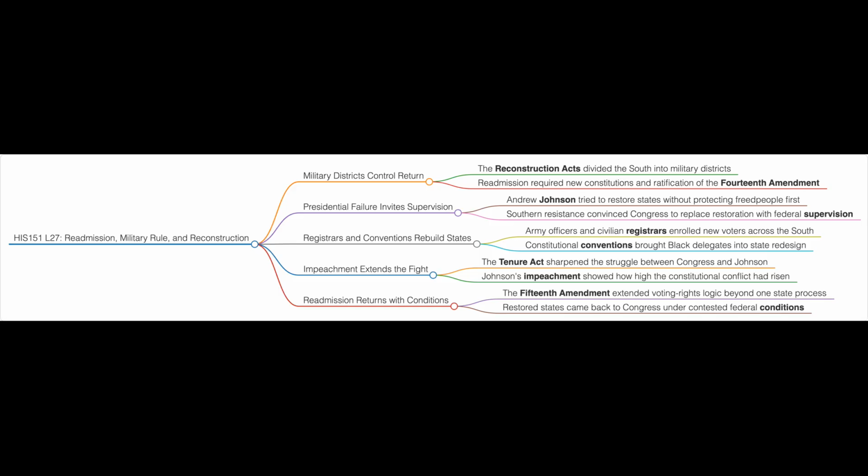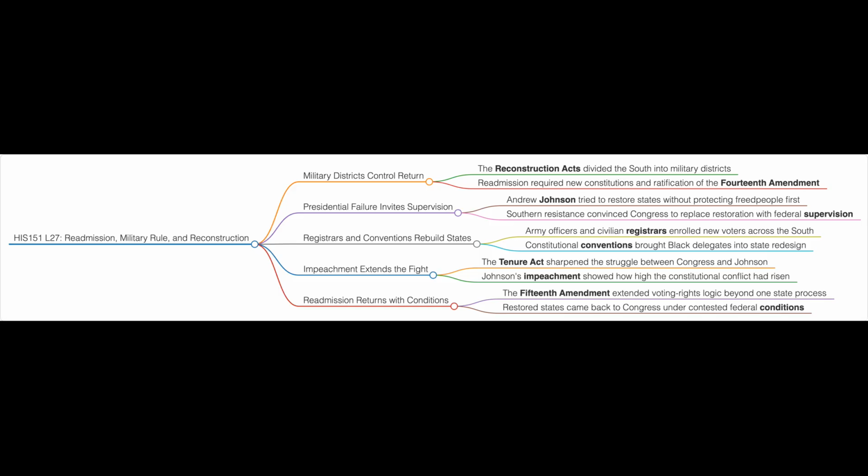The convention records show how broad that remaking could be. Delegates debated school taxation, homestead protections, office holding qualifications, militia organization, and county representation. In South Carolina, the convention created one of the region's most ambitious public school commitments. In Louisiana and Mississippi, Black delegates and white Republicans pressed for civil equality in transportation, jury service, and public life. These were not incidental additions to readmission paperwork. They were the substance of the new state order Congress hoped to protect.